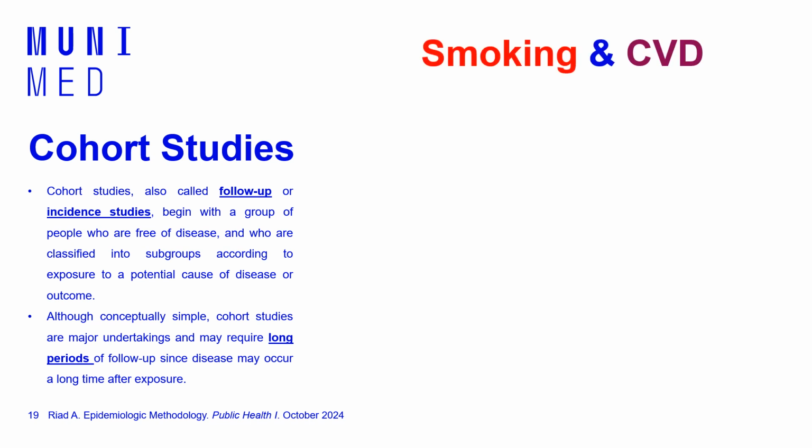The most common example that we use to explain cohort studies, and by the way, this study that I will explain here is a real study. This happened in the 1950s in the UK, and it's still running. This study was a cohort study that aimed to understand the effect of smoking on cardiovascular health.